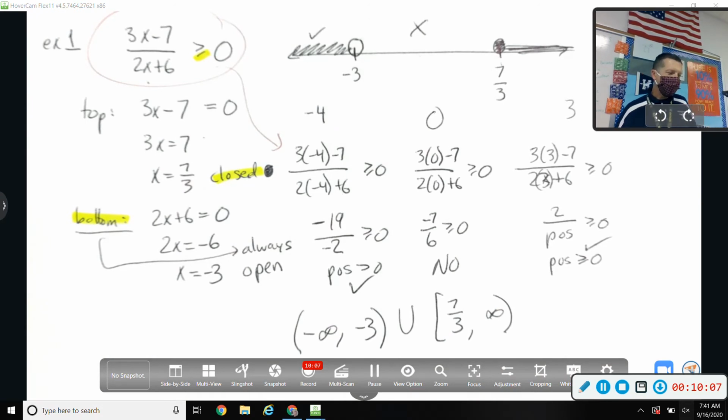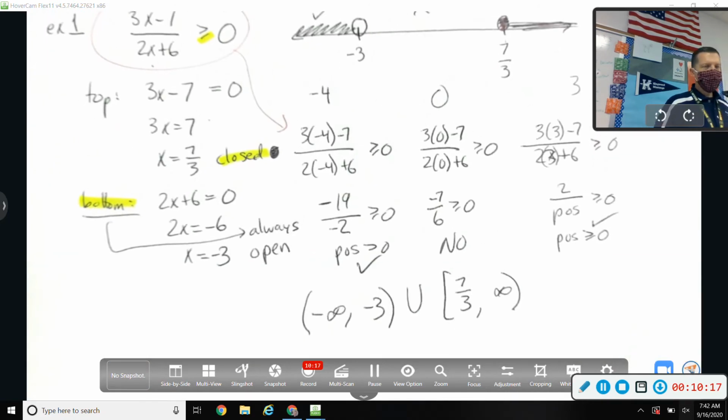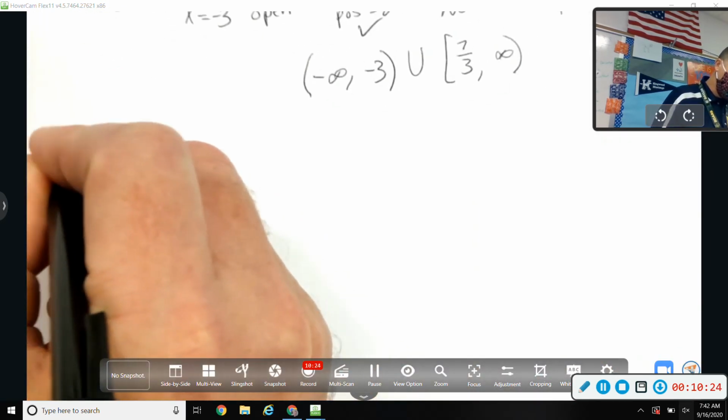So a lot of the same steps that we've already done. Find the zeros at the top and bottom, put them on a number line, test the intervals. Questions? Let's do another example, and then we'll start the homework together.